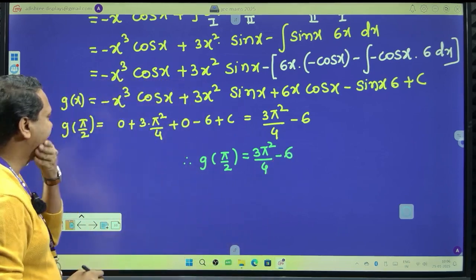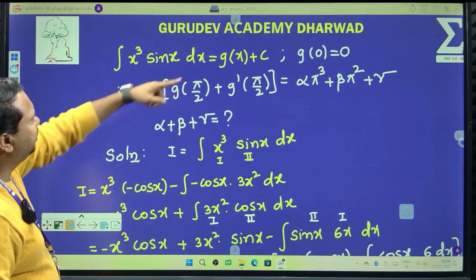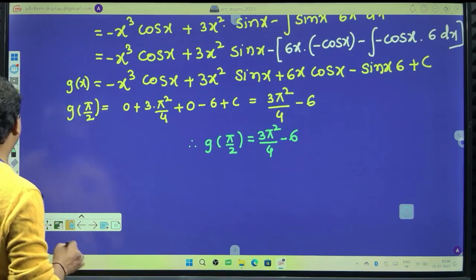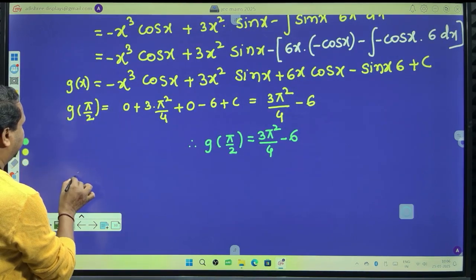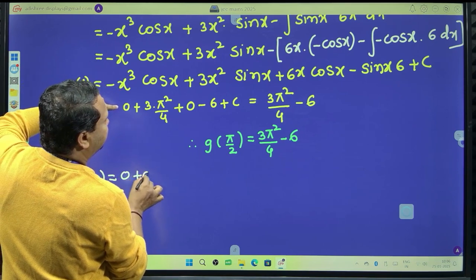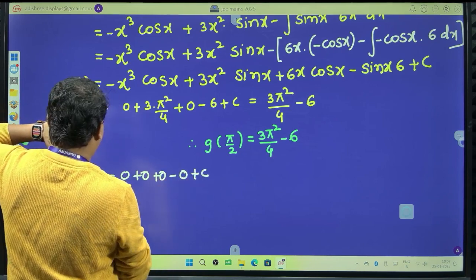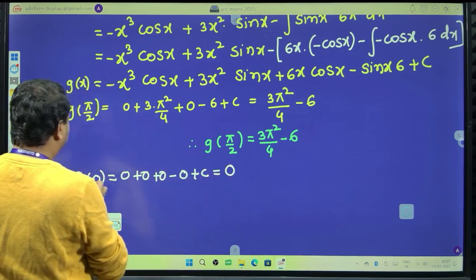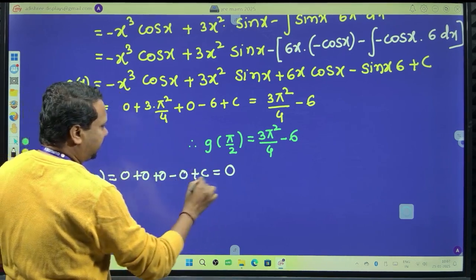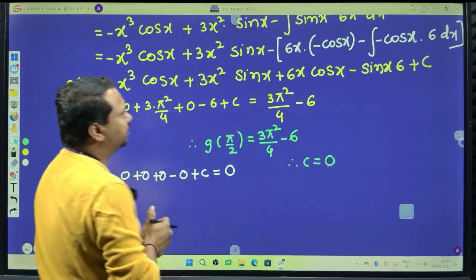Important term. Okay. Now, what was the question actually? The question was g of 0 is equal to 0, that you also have to take care of. What is g of 0? g of 0 is equal to first term 0, second term 0, third term 0, fourth term 0 plus c, means c is also equal to 0 because they have given g of 0 is equal to 0, therefore c is also equal to 0. Please note here c is also equal to 0, right?